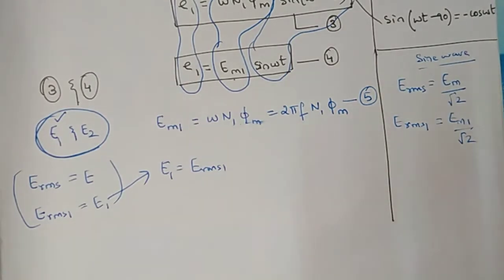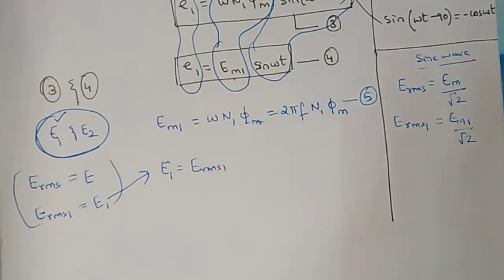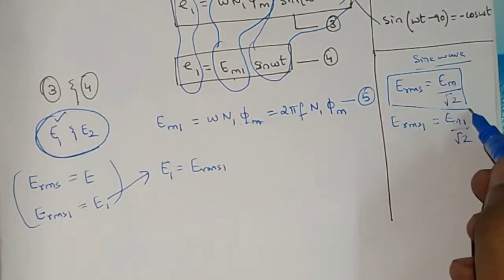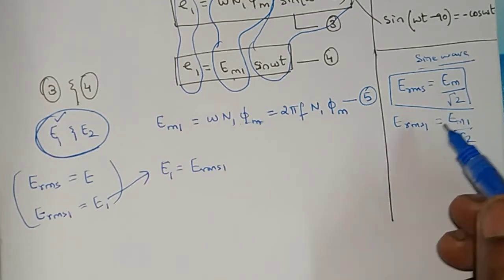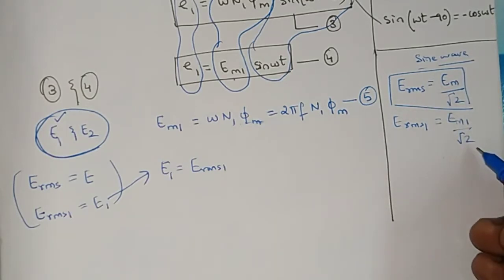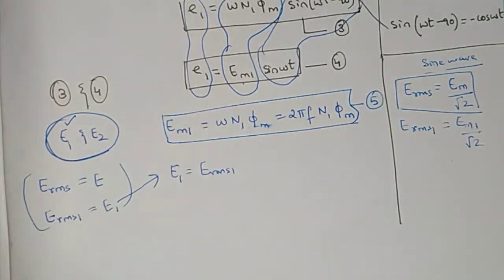Only thing is we are going to write 1. If I write 2 also, the right side will change. I can write EM2. That is the only change. But the base formula is this. So I'm getting that ERMS is equal to EM1 divided by root 2. That is nothing but RMS value is equal to maximum value divided by root 2. Okay. This will be your fifth equation. I'll draw a box for that.